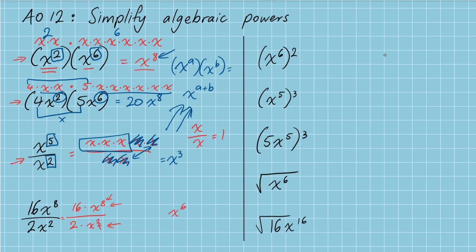That's logical. And, well, we know 16 divided by 2 is 8. So there's our answer: 8x to the power of 6. So once again, we've got a simplification of that rule. If we go x^a divided by x^b, it's going to equal x^(a minus b). That's our simplification of that division indices rule there.